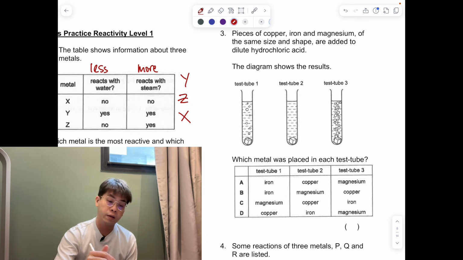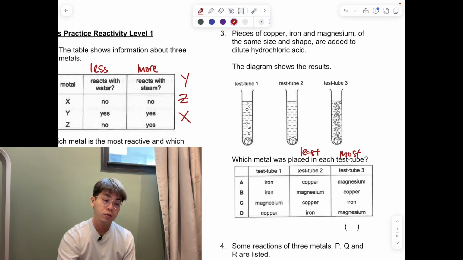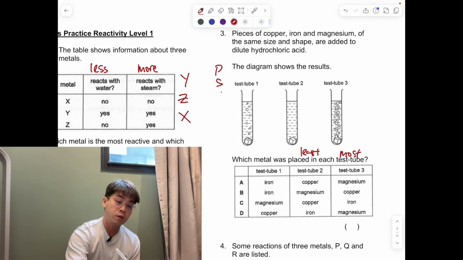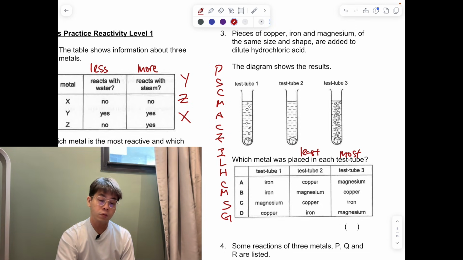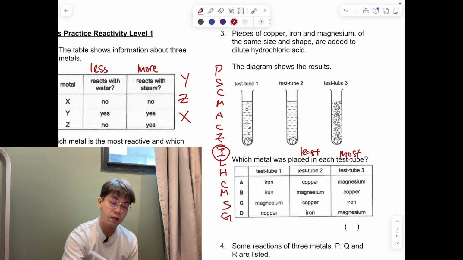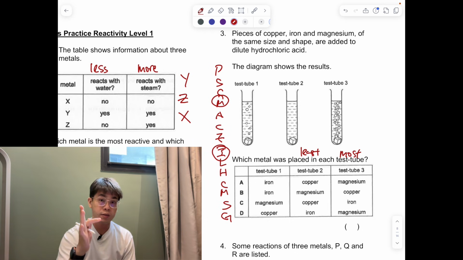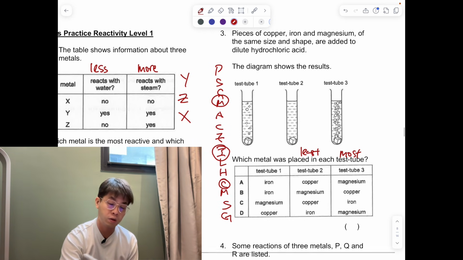We know that from over here, test tube 3 is the most reactive, while test tube 2 is the least reactive. If you remember our "please stop calling me a cute zebra, I like her calling me sexy goat", we're looking for iron, which is an I. We're looking for magnesium, which is an M. And then one of the 3 C's, copper, which is right at the bottom.